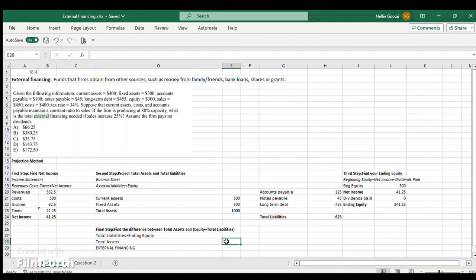Our total assets is money we've used up to buy assets for the company. If we have more assets than we do in liabilities and equity, that means we need to borrow more money to be able to cover our costs for those assets. So we know we have $1,000 in assets, and we know that our total liabilities plus equity means we have $966.25 in funding. Thus, since our assets are more, we need 33.75 more in external financing.